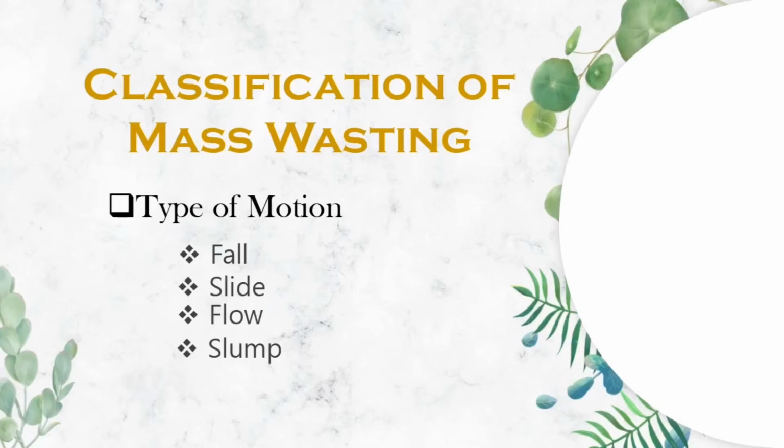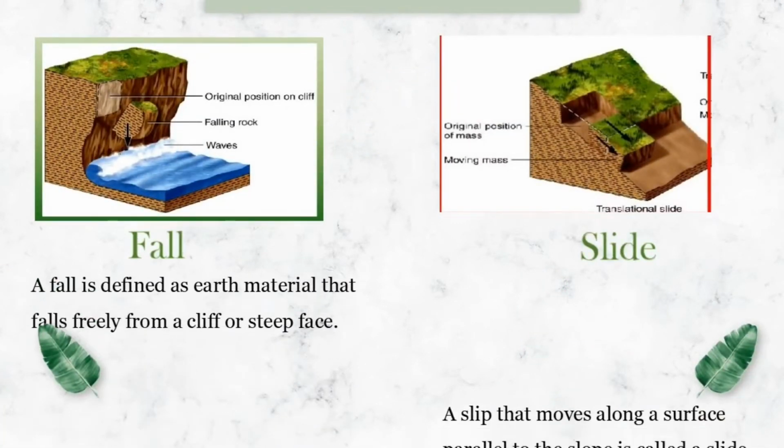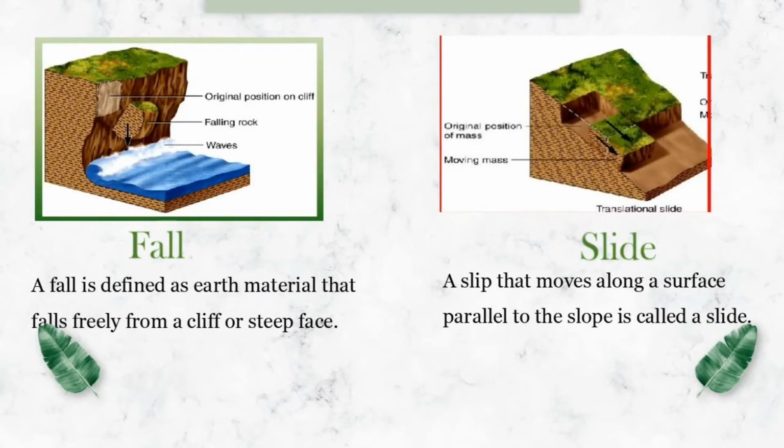Classification of mass wasting. Four kinds of movements are generally recognized: flow, slide, fall, and slump. Fall. A fall is defined as earth material that falls freely from a cliff or steep face. Slide. If the mass moves as a solid unit along a surface or plane, it is called a slip. A slip that moves along a surface parallel to the slope is called a slide.